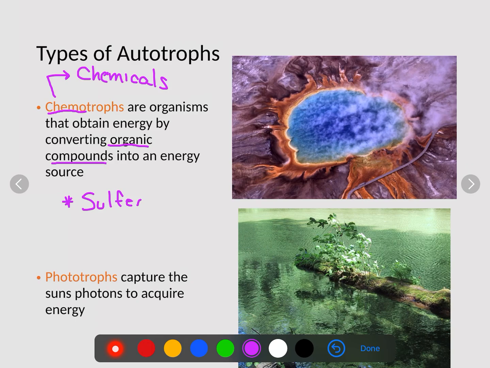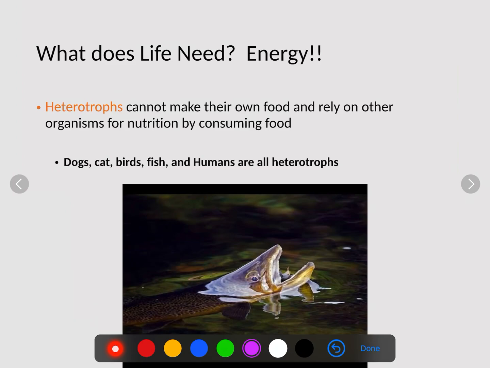Now, photoautotrophs capture the sun's photons. So they use the sunshine, referring to our autotrophs here, and they use that sunshine to make energy. So chemicals, chemotrophs; photons of light, photosynthesis, or phototrophs.